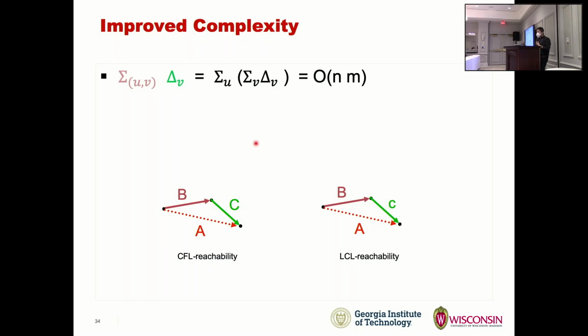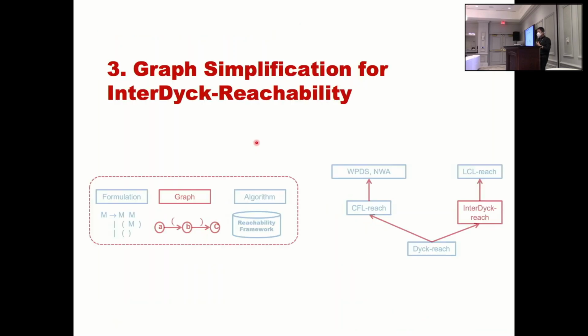Okay, so that will conclude the second topic. In the second topic, we basically focused on a new class of language that can be used to precisely model the underlying Dyck-reachability problem. Okay, then let's move on to the last topic.